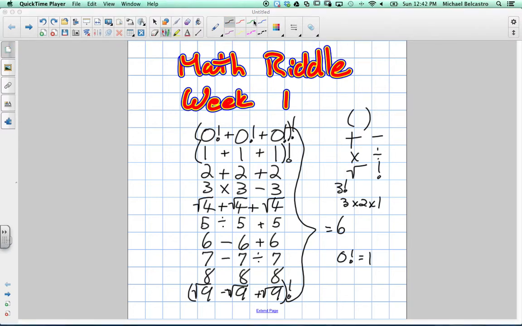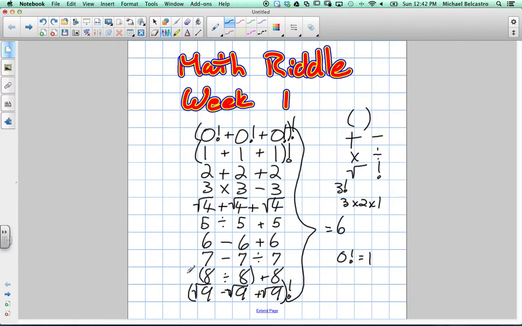And finally, another way to do 8 with factorials: if we do 8 divided by 8, that gives us a value of 1. Plus 8 gives us 9. If we square root all of that, the root of 9 is 3. And then the factorial of 3 is 6.